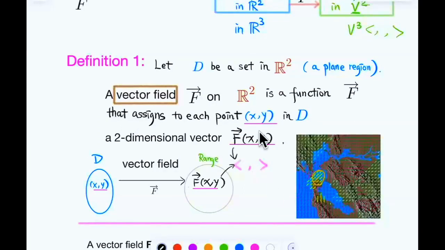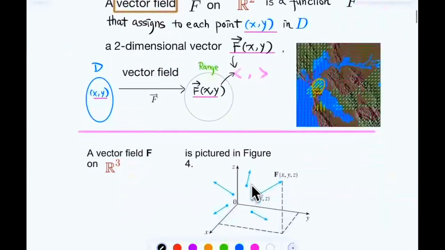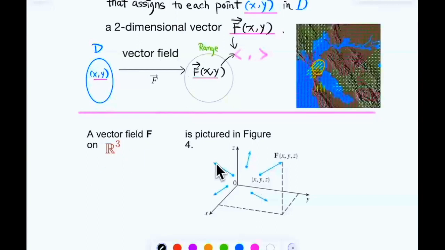So this is a vector field on R2, right? We can also have a vector field on R3. Here is the picture. This is, for example, the gravitational force field, right? So take every point in space, it has x, y, z, and then it's going to map that point to a three-dimensional vector. So it has three components, this vector right here.